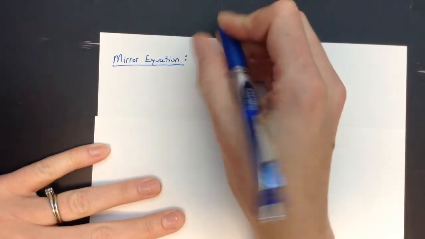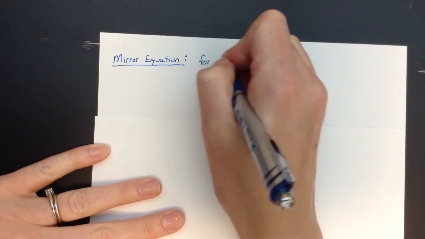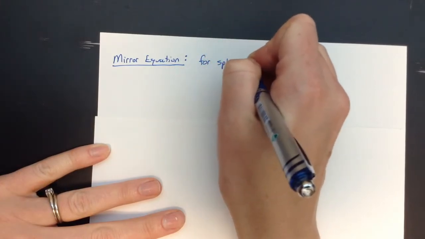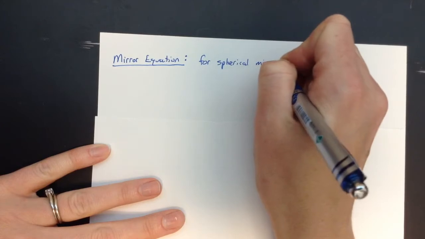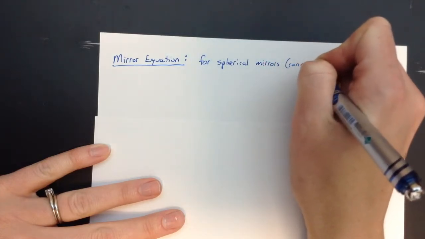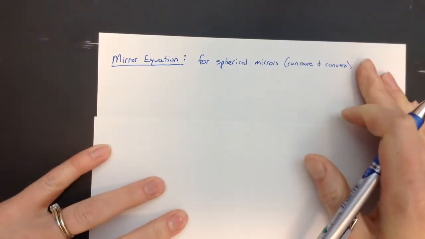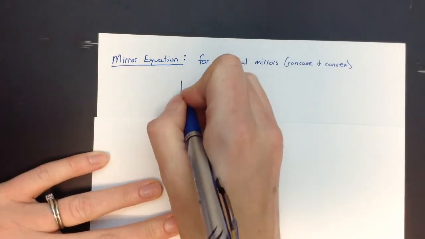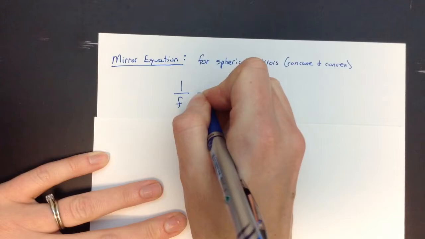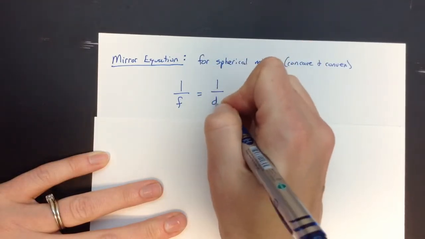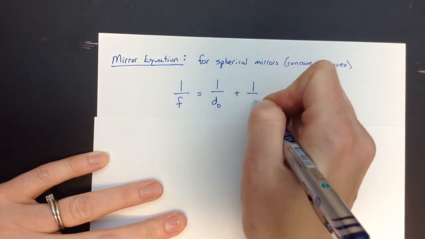Now the mirror equation is a formula that is for spherical mirrors. And it could be used for both concave and convex, but you have to know that there's some differences there. And this is what it looks like. 1 over F equals 1 over DO plus 1 over DI.